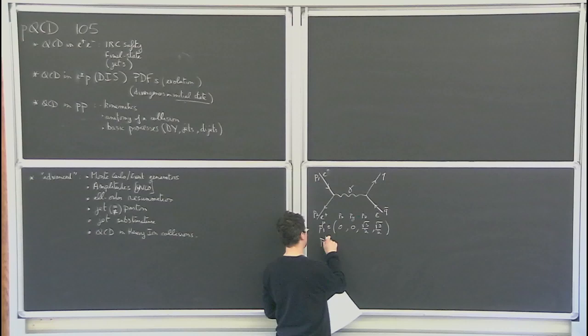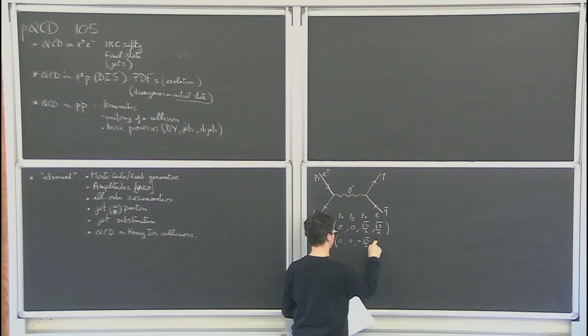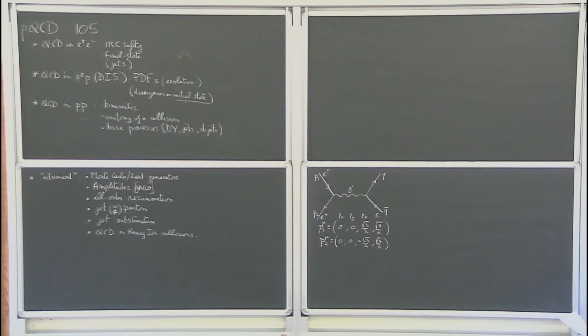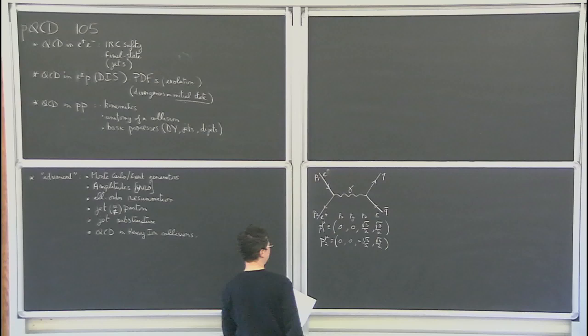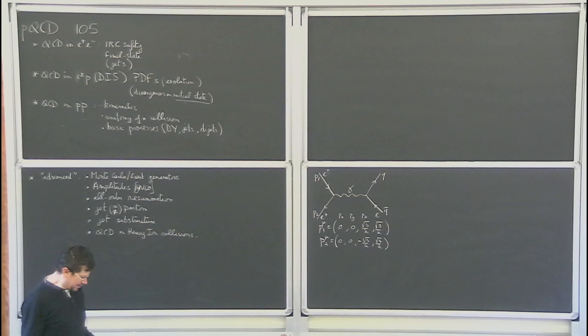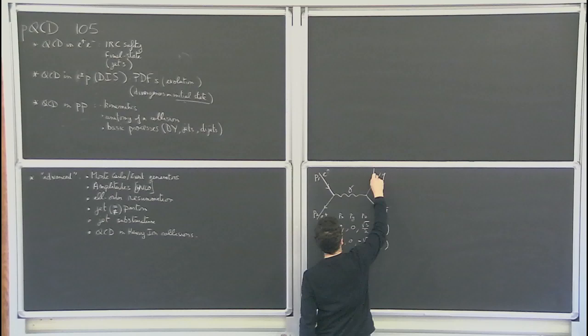In that case, p2 is actually trivial. It's (0, 0, -√s/2, √s/2). So the whole system p1 plus p2 is indeed at rest with an energy square root of s. That's the center of mass energy of the collision. And I'm assuming e+ e- come along the z axis. Similarly, I'll denote k1 and k2 the outgoing quark and antiquark.